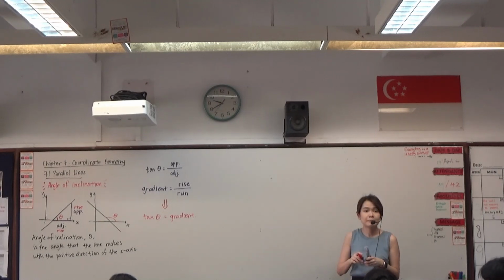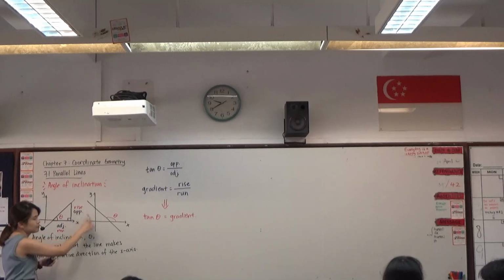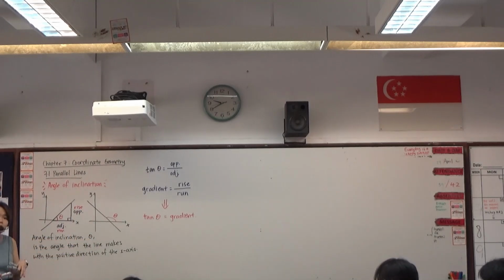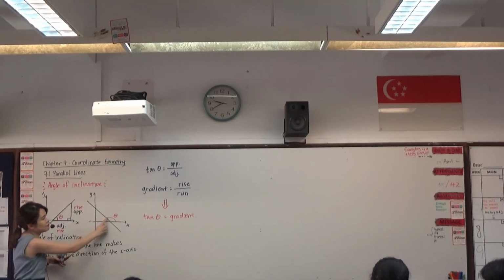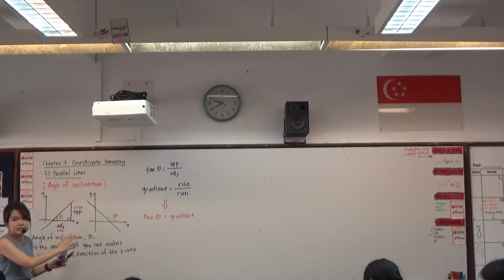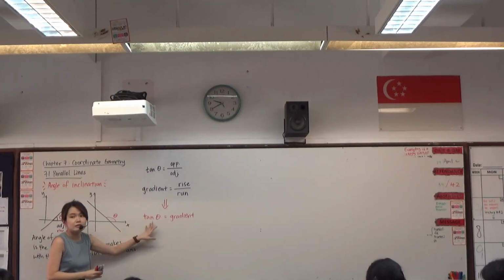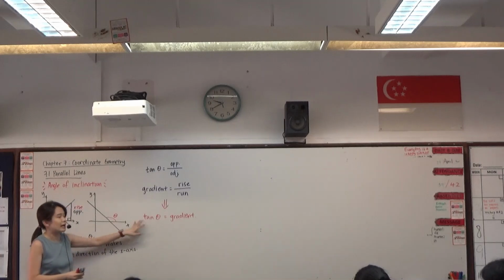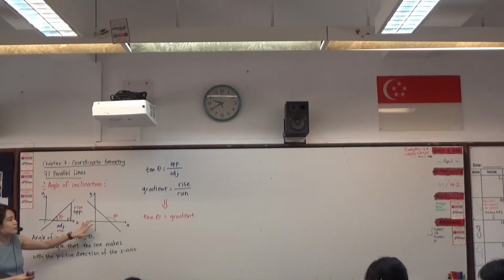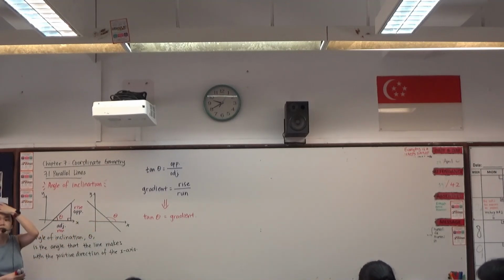It can also apply to a downward sloping line, just that at this juncture, because of our understanding of trigonometry, we have not yet covered angles that are obtuse. So I'm going to leave it here and say that gradient is equal to tangent theta regardless of whatever angle we're having, whether it's acute or obtuse. It will apply for a downward sloping line as well.